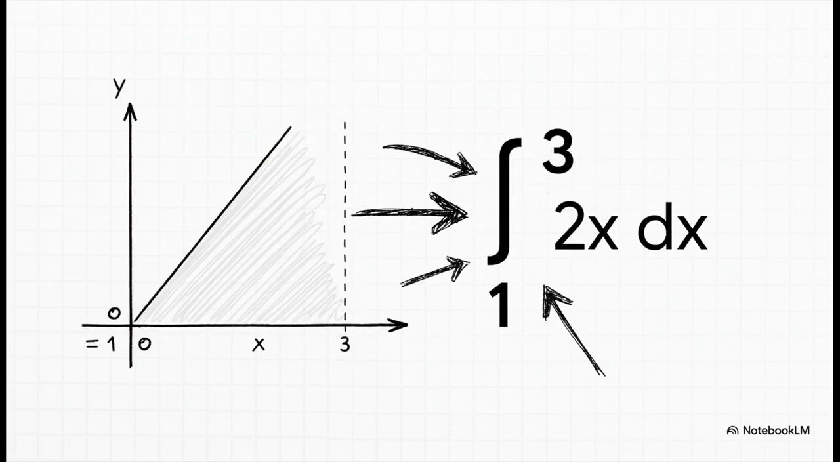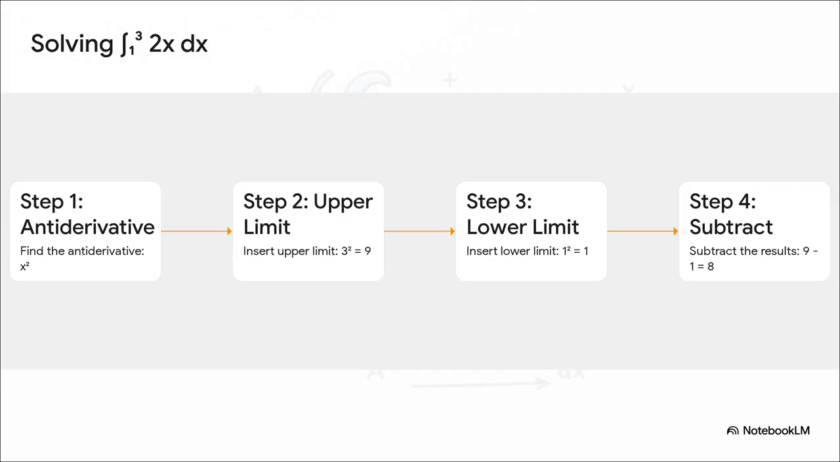So let's do one. Our mission is to find the area under the curve y equals 2x, but we only care about the part that's between x equals 1 and x equals 3. And the way we write that out is with our integral sign, with a 1 at the bottom and a 3 at the top. Okay, the process for this is pretty straightforward.